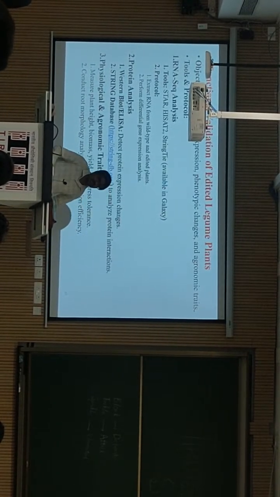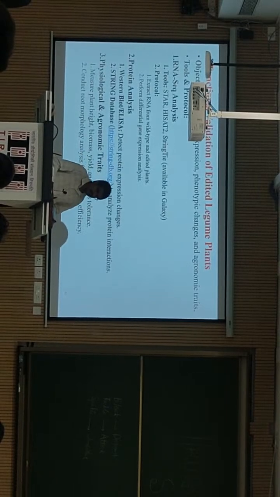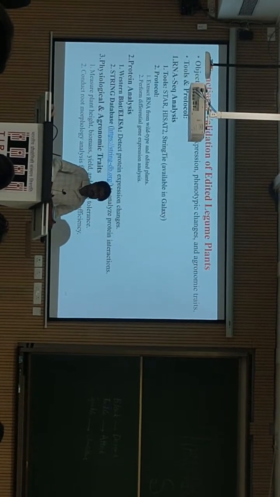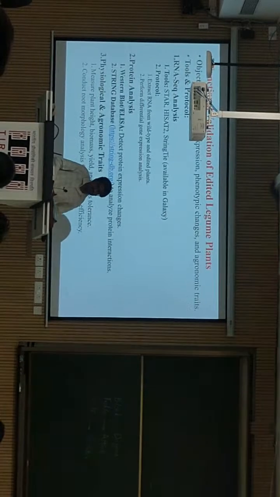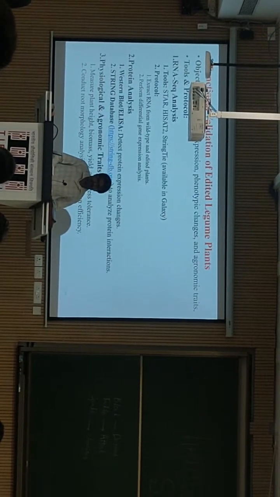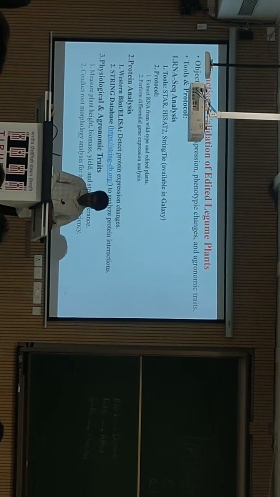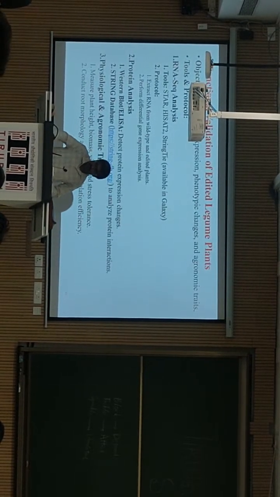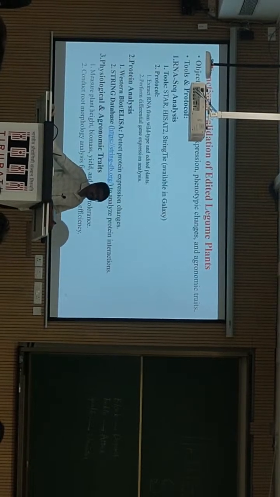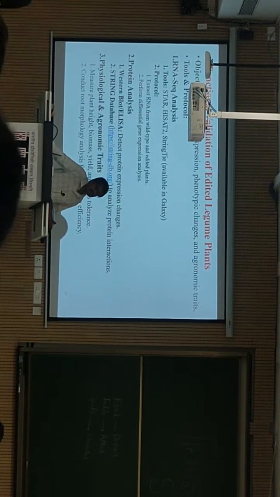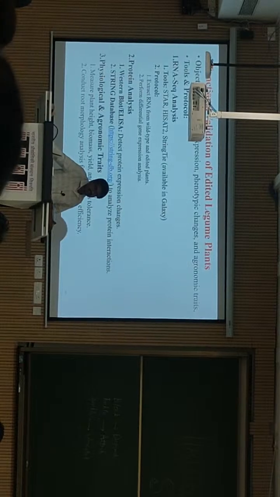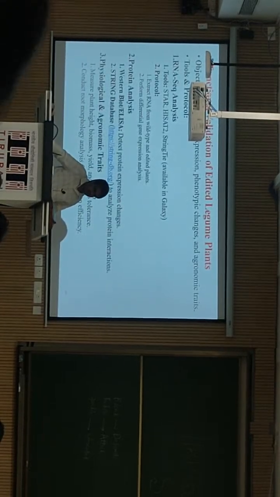After that, the plants will be pale white in color. The control is green in color. The edited one should be pale white. We need to check with some kind of parameters, like the physiological parameters. We need to check the entire morphological traits. We need to analyze the shoot and the root.